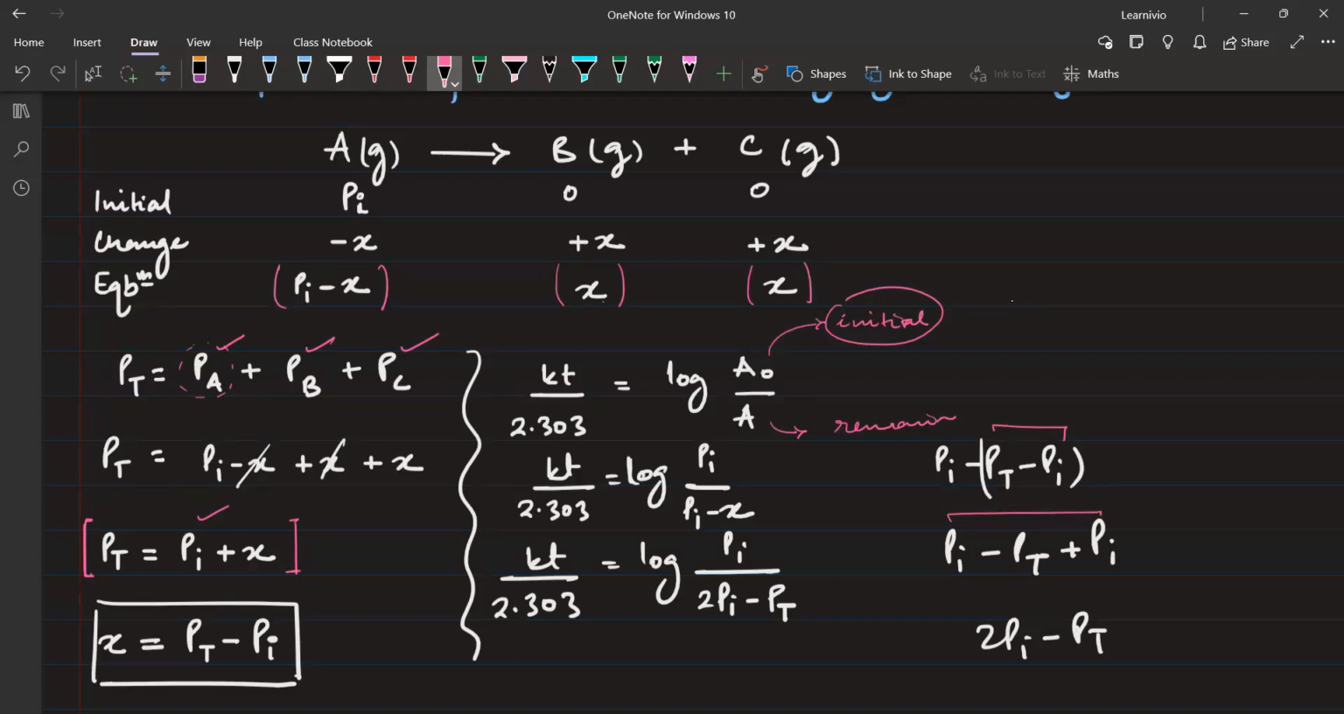So we have got this particular formula for chemical equations or chemical reactions that involve only gases, right? First order chemical reactions that only involve gases. So the rate expression we have for that will be in this format: kt upon 2.303 equals log Pi upon 2Pi minus Pt.